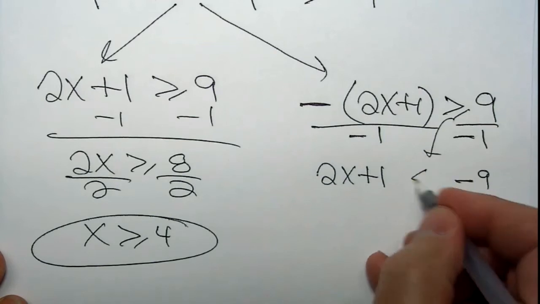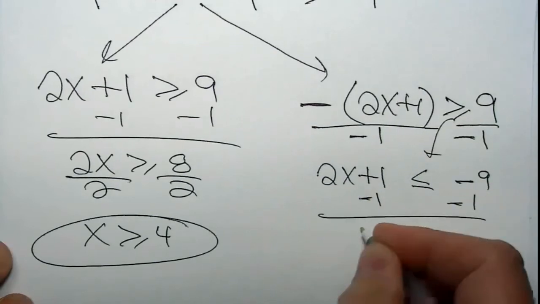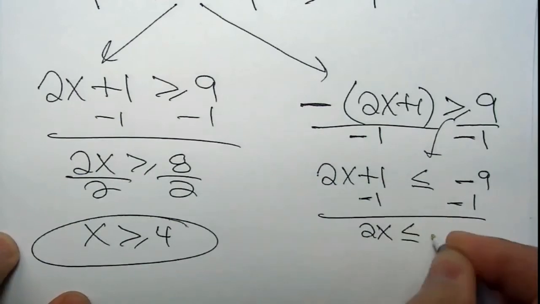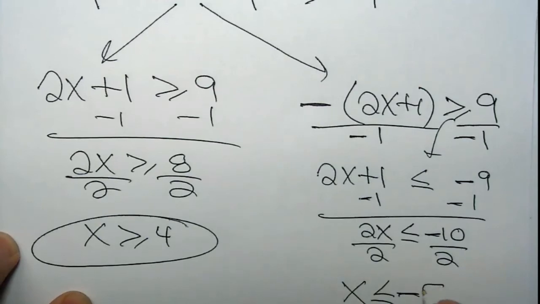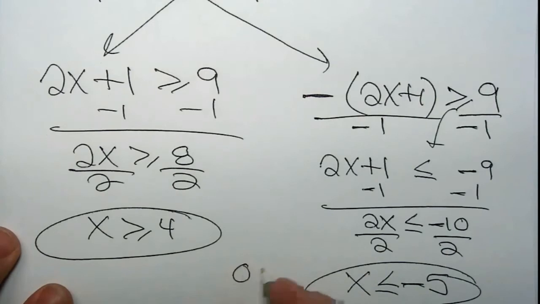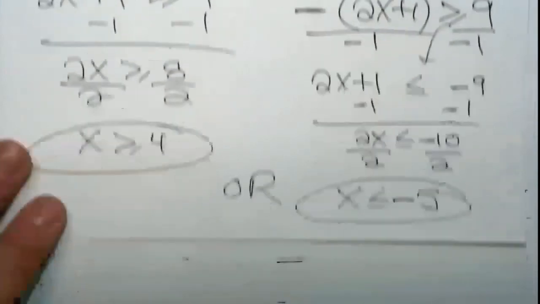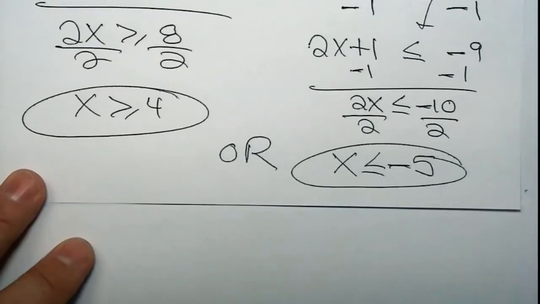Hey, we just divided by a negative number. That triggers the reversal of the inequality symbol. Subtract 1 from both sides. I get 2x is less than or equal to -10. Divide by 2. And I get x is less than or equal to -5, also part of my solution. And I have to connect these with the word or. There's just no way that you're going to get a number that is both bigger than 4 and less than -5 at the same time. That's not going to work.